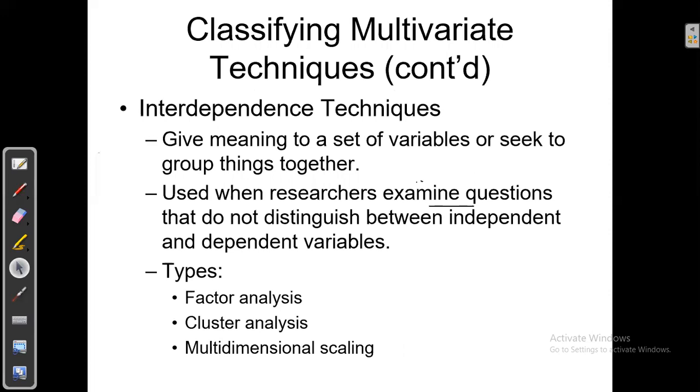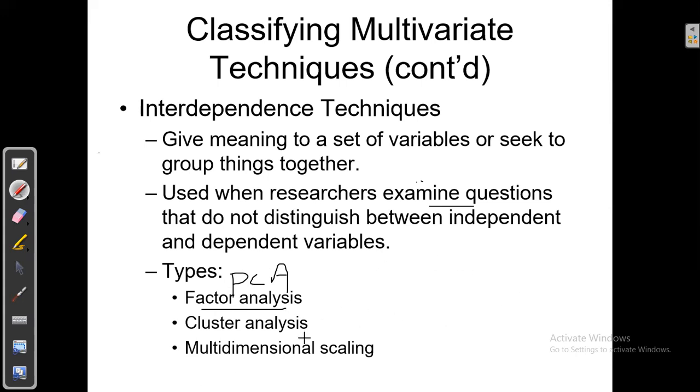Why do we call them dependence versus interdependence? Because in dependence techniques, mentioning dependent versus independent makes sense, while in interdependence techniques there is no such requirement that variables should be split into dependent or independent. And then there are specific types of dependence techniques versus interdependence techniques. Commonly used interdependence techniques are these, and one of them is PCA, which is a closely related technique with factor analysis. These are the two with which we will be starting.